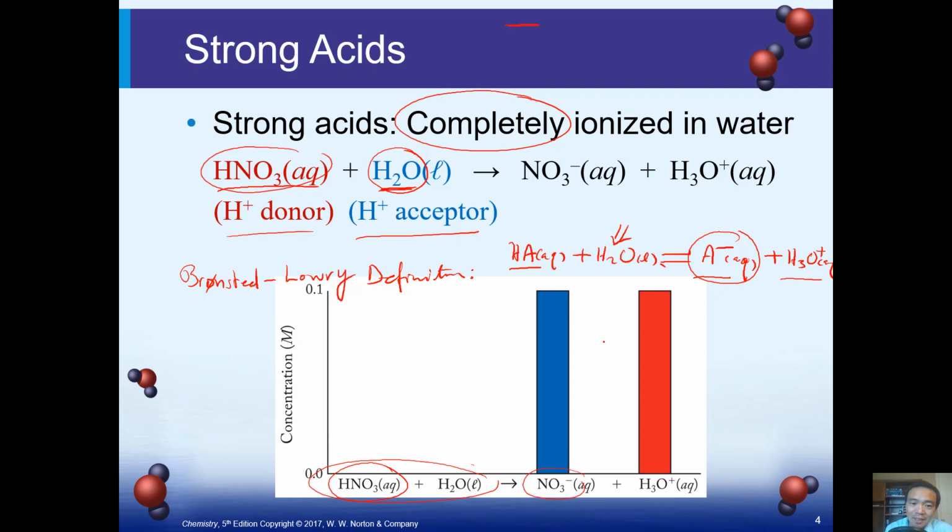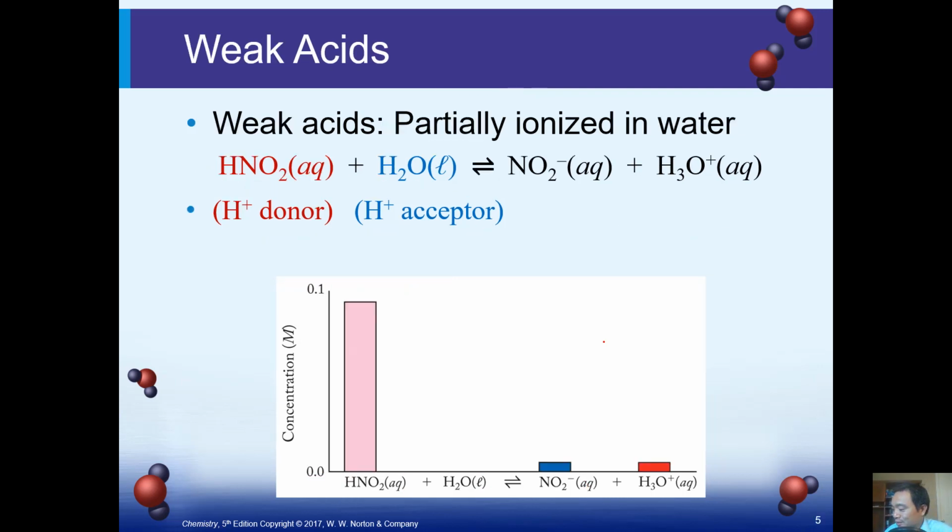In contrast, for weak acids, in the beginning, you have a certain amount. Let's say you started with the same 0.1 molar. Then afterwards, only a small amount of ions are generated. Actually, for most weak acids and bases, very often you see less than 5% ionization.